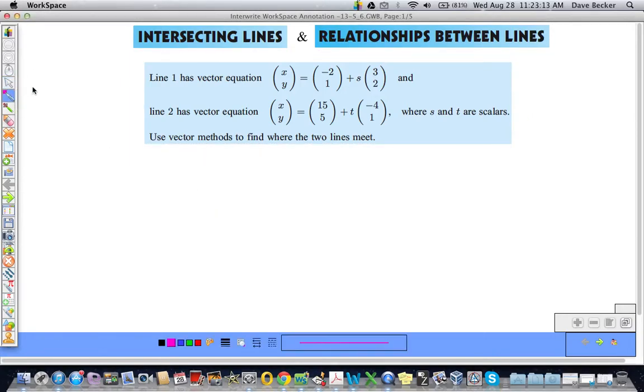Today we are talking about intersecting lines and relationships between lines. This is awesome. If two lines intersect, then they have a point in common. And we've done this before in class, but I just wanted to get an example on video.